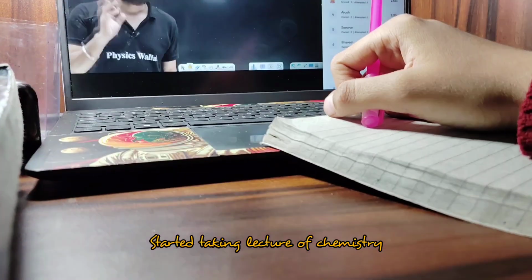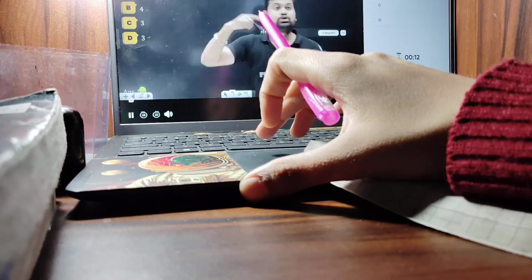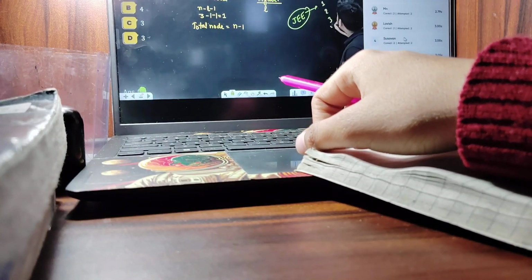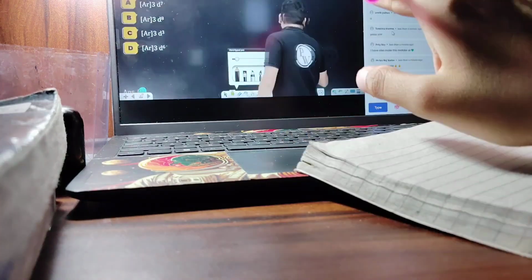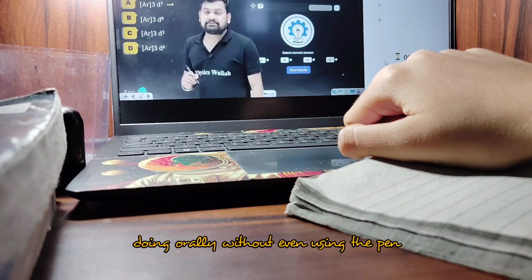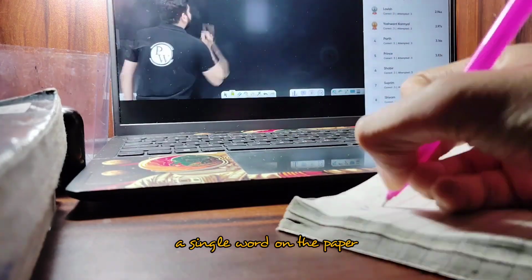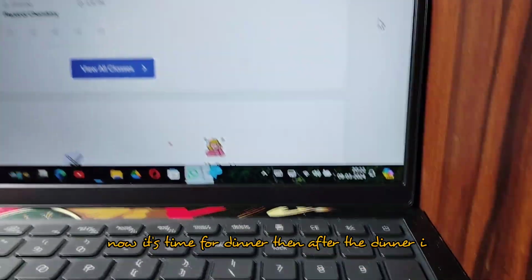So I started taking the chemistry lecture. There were so many polls in the lecture, and the questions were not that hard. They were on atomic structure, and quite easy. SM sir took the lecture. Most of the questions were done orally without even using the pen. That's why I can see I have not written a single word on the paper. Now it's time for dinner.